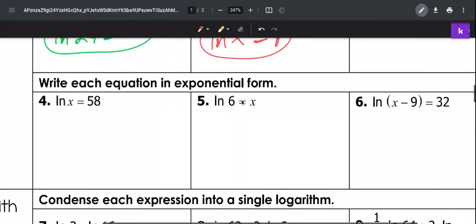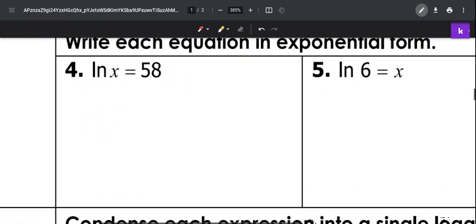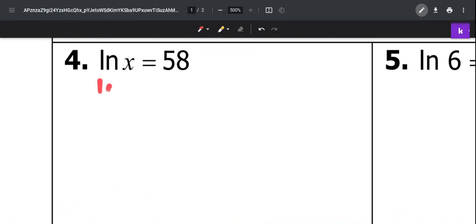All right. Now, let's go the opposite way. Now we're going to go from logarithmic to exponential, but we have to take note that on number 4, 5, and 6, instead of log base something written, we just have ln. We have to know that that's really log base e.